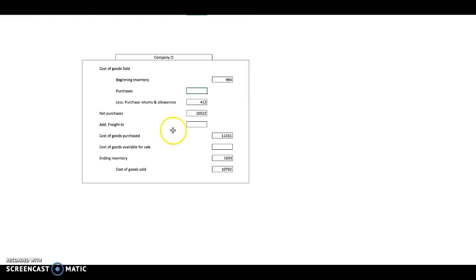Moving on to company O, first we need to calculate the purchases, and in order to do that, we can simply add together the net purchases and the purchase returns and allowances, and that will give us 10,934.